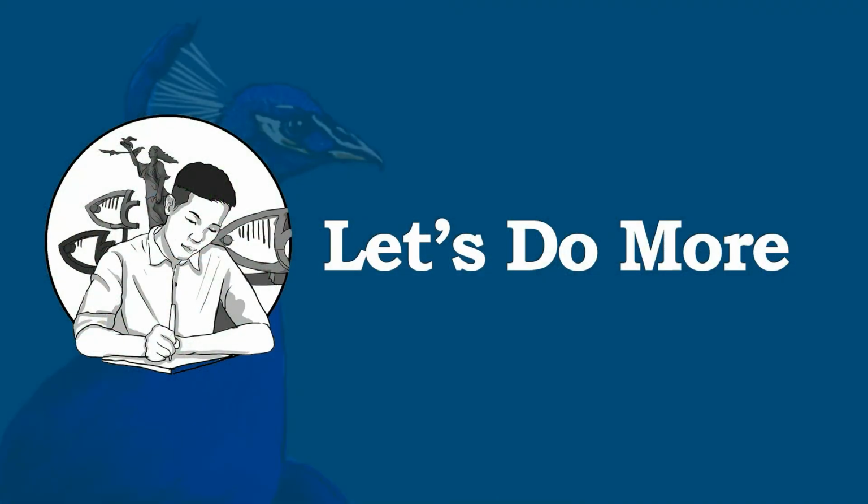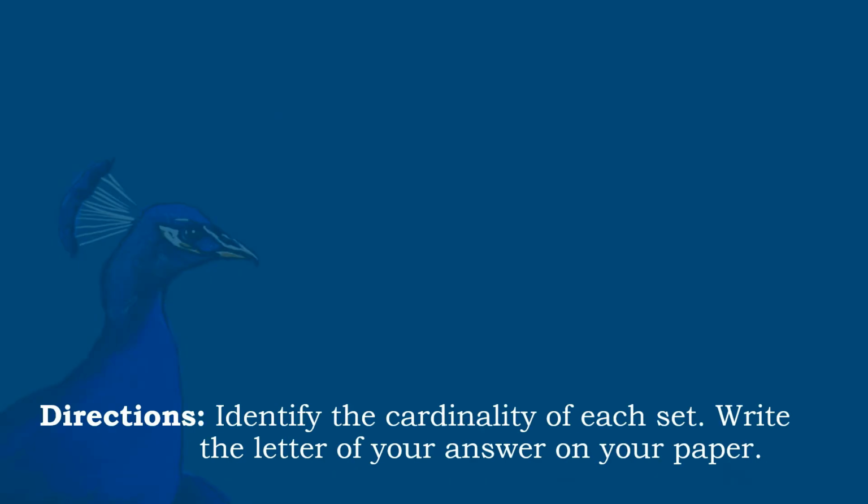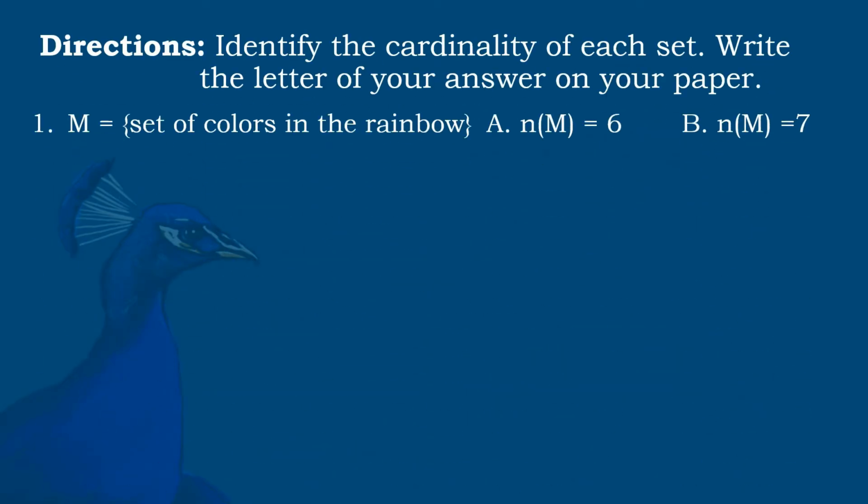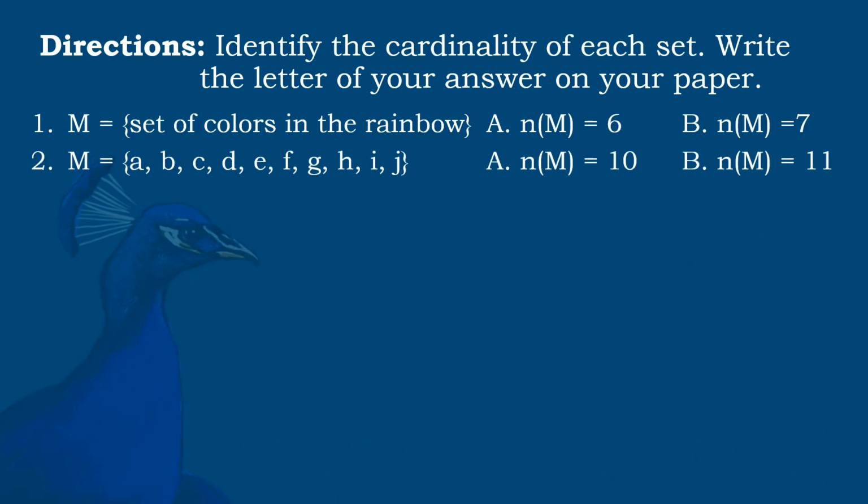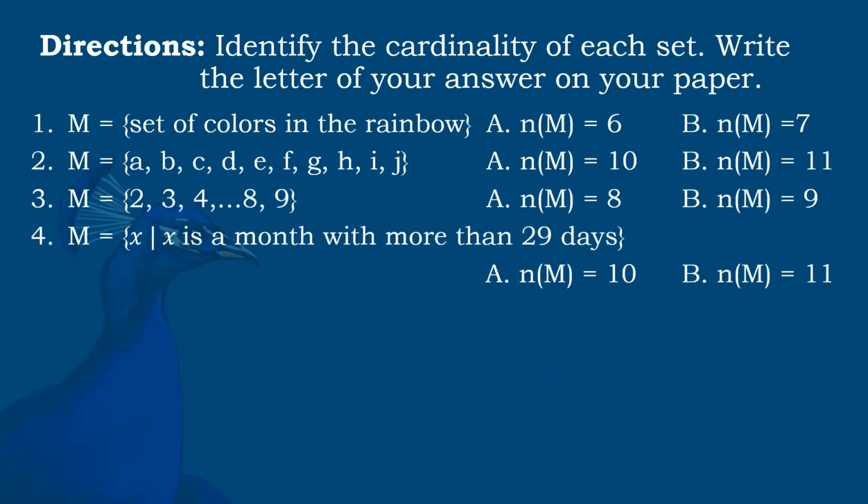Did you get the perfect score? If yes, very good. If not, you can still improve by doing this next activity. Directions. Identify the cardinality of each set. Write the letter of your answer on your paper.